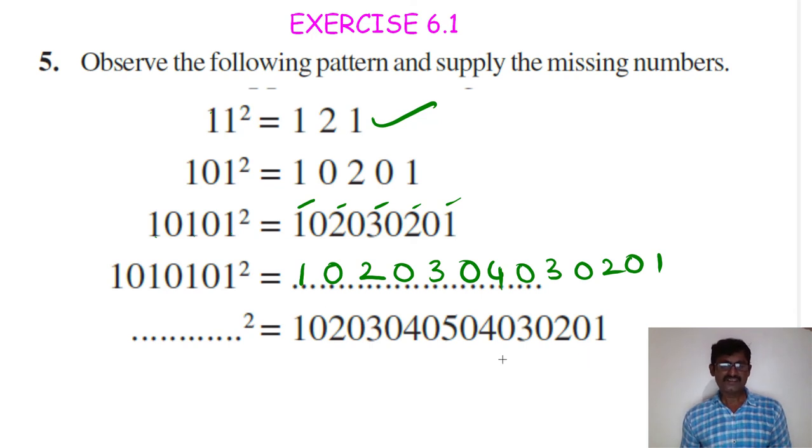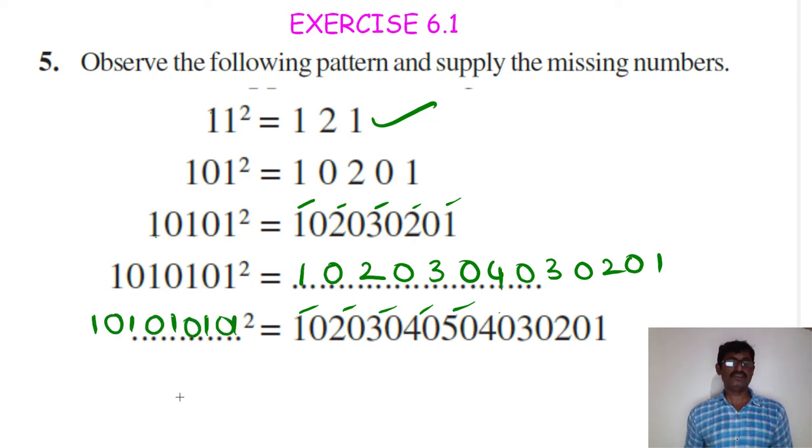Now in the square of the next number, at the right side we have 1, 2, 3, 4, 5, then 4, 3, 2, 1. That means there must be 5 ones: 1, 2, 3, 4, 5. Between 2 successive ones we need to put 10. So 0 here, 0 here, 0 here, 0 here. So this is the answer. Let us go to the next problem.